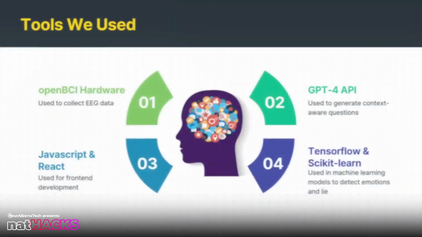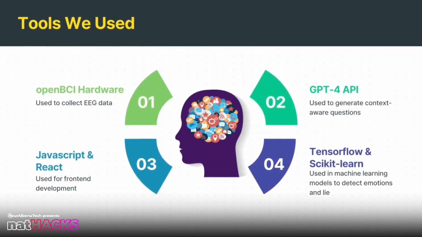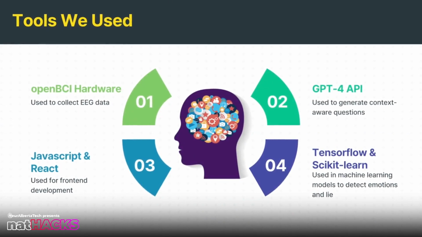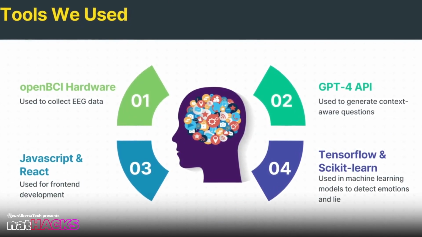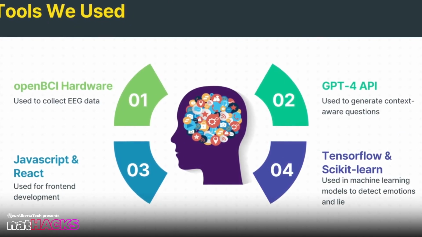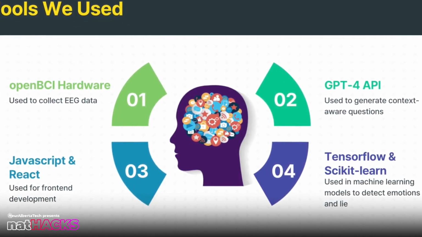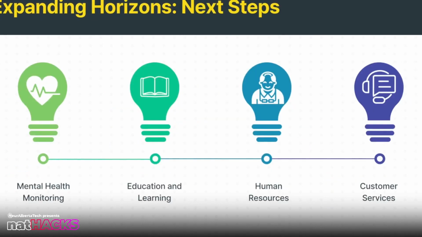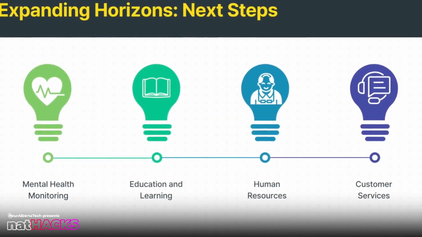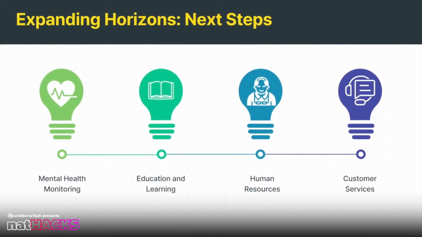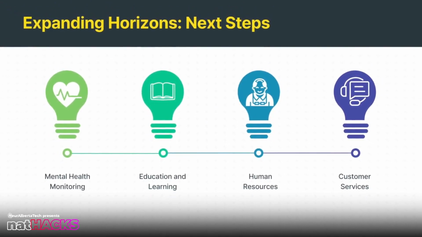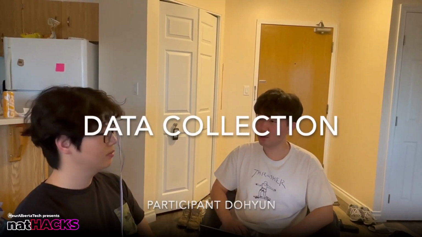We built MyDetective using OpenBCI for EEG data, GPT-4 for intelligent questioning, and a responsive front-end with JavaScript and React. Our backend relies on TensorFlow and scikit-learn for robust emotion and lie detection. We have successfully gathered a substantial dataset comprising over 200 distinct data points, culminating in an impressive test accuracy rate of 87%.